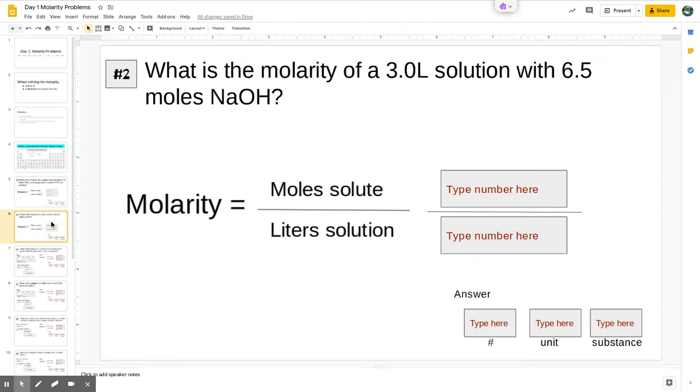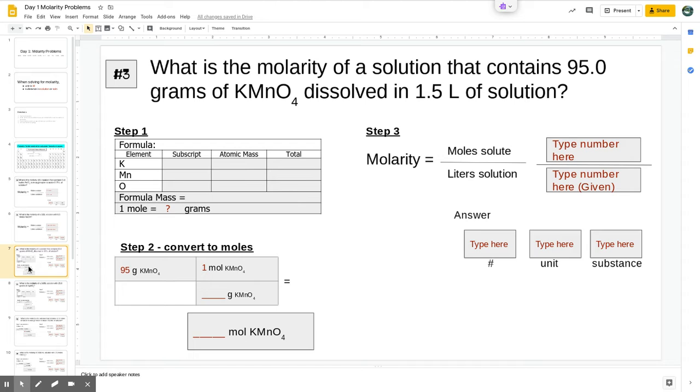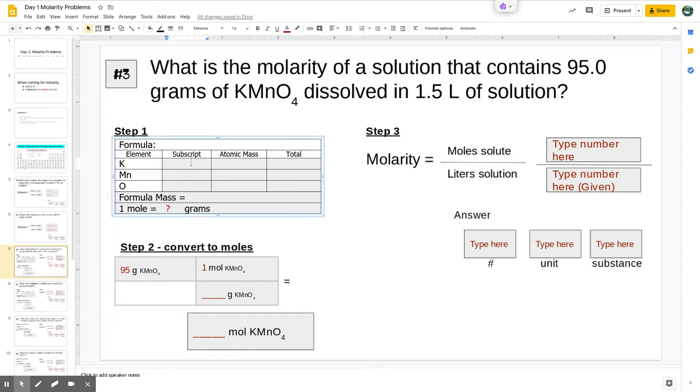The second example is the same pattern as number 1. So there's basically 2 of each type of problem. We're going to go ahead and look at number 3. In this one, there's a little bit more to it. So first we need the formula mass of KMnO4. So we have 1 K, we have 1 Mn, and we have 4 O's.